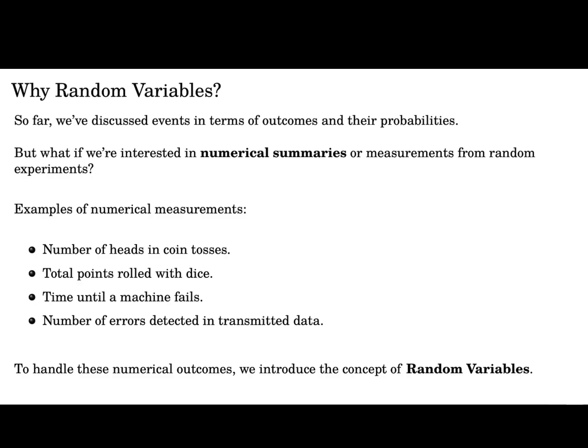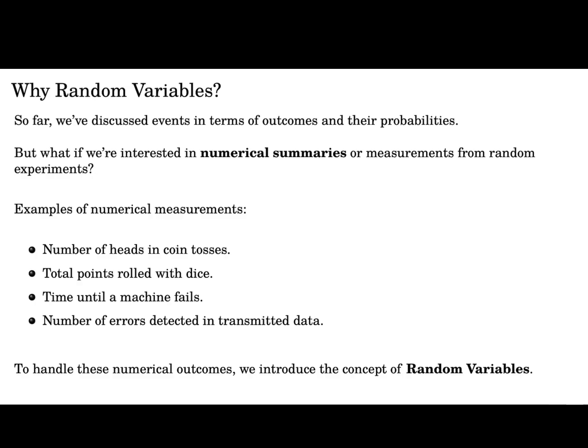For example, if we toss coins, we may care about the number of heads. If we roll dice, we may care about the total number of points we get. If we send data through a noisy channel, we may care about the number of errors, and so on. So many problems are related to this. Instead of only asking whether an event happened, we want a way to assign a number to each possible outcome. And that is what a random variable does.